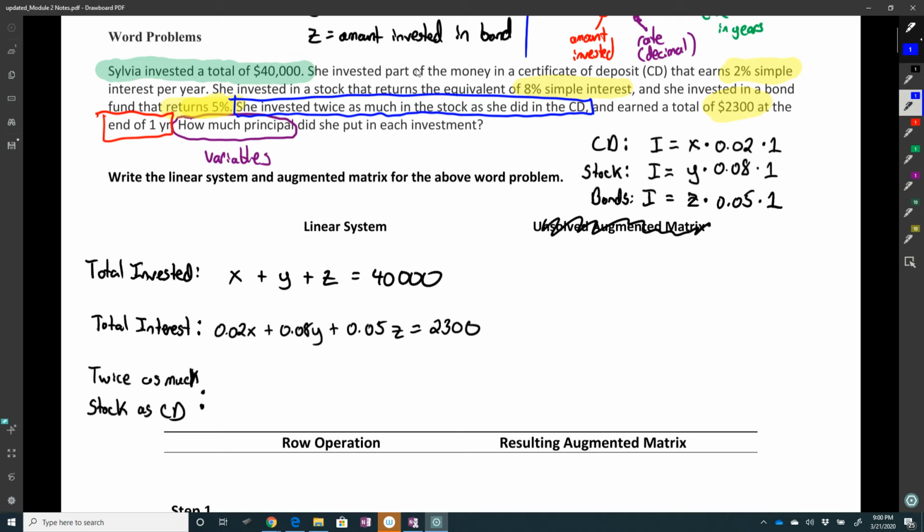Okay, so the stock, you look up, that's y. Let me write them down here. The CD is x. So the bigger number is y. So the stock is equal to twice the CD. And so that's the last equation. I'll write it in black so it matches the others.